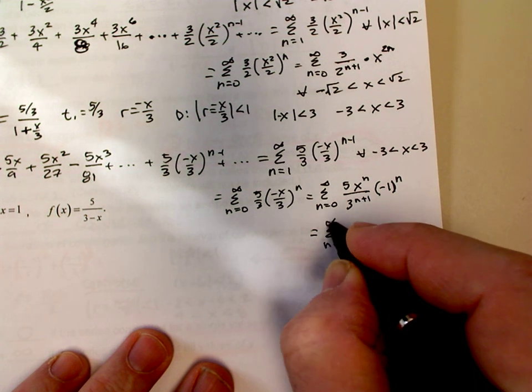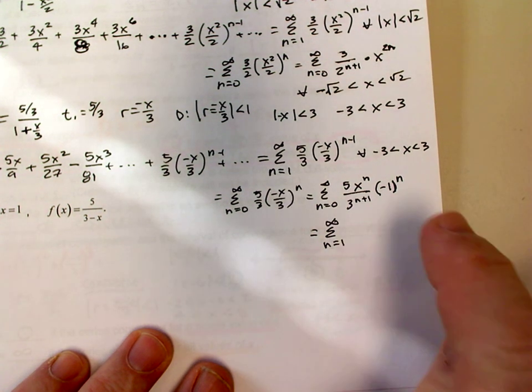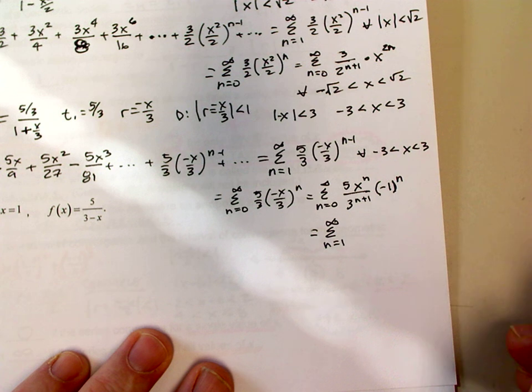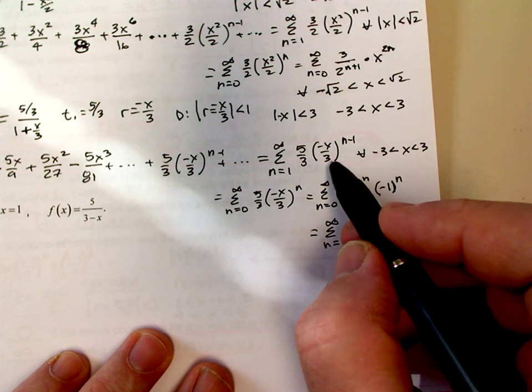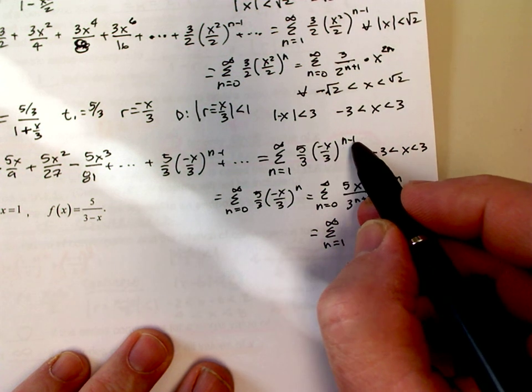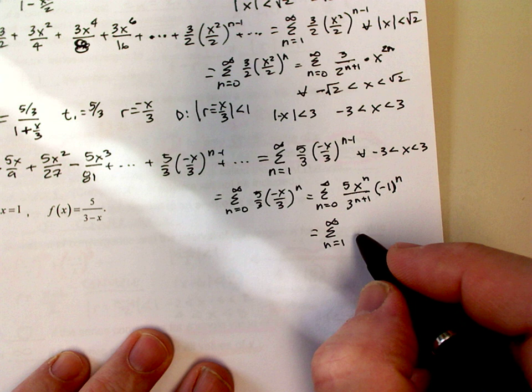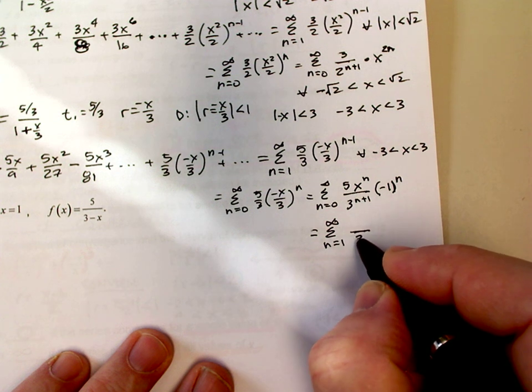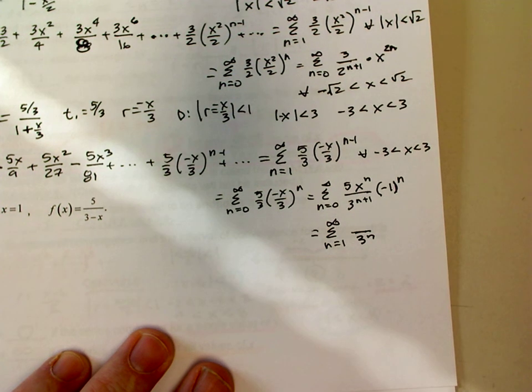N equals 1 to infinity. And if I do some of those same things I did here, you'll see that this would be 3 to the n minus 1 times 3. So the denominator is just going to be 3 to the n.